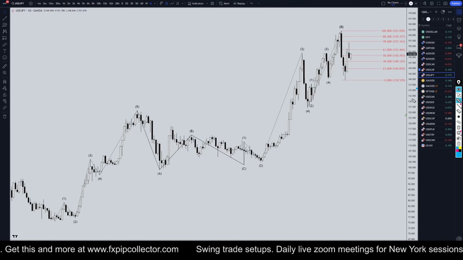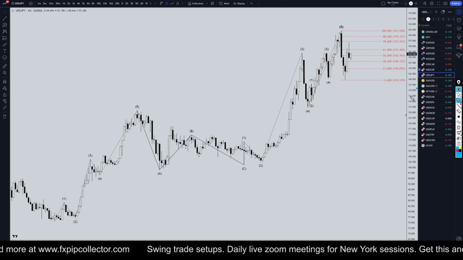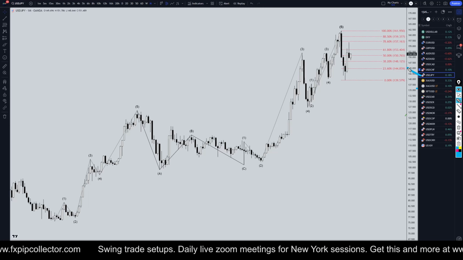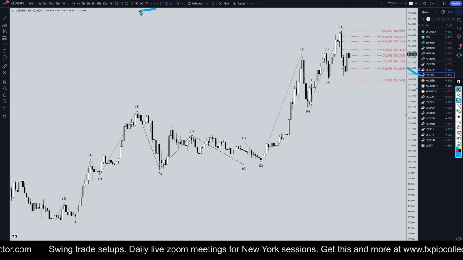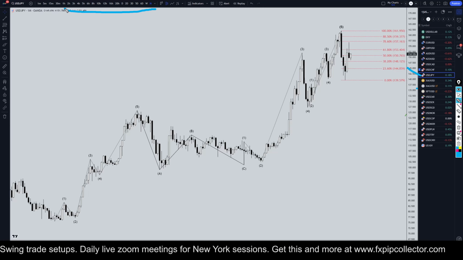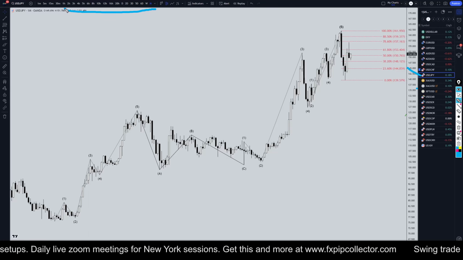Today is Tuesday, December 10th, and I'm going to be analyzing the US dollar yen, starting on the monthly, working my way all the way down to the 1 hour time frame for the full top down analysis.